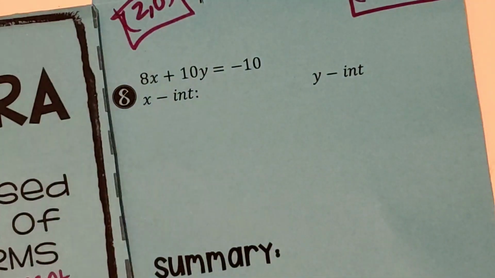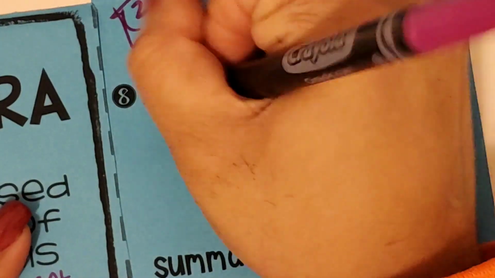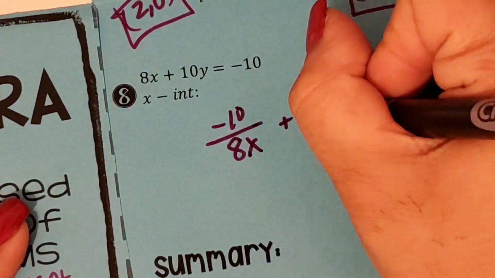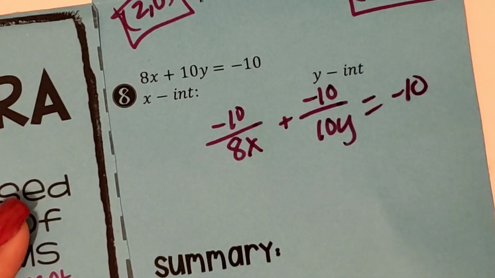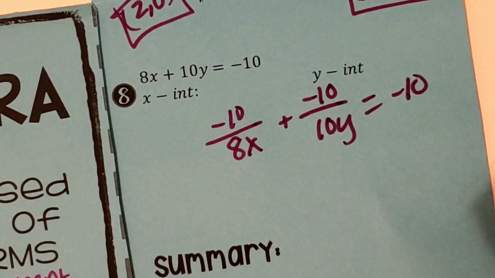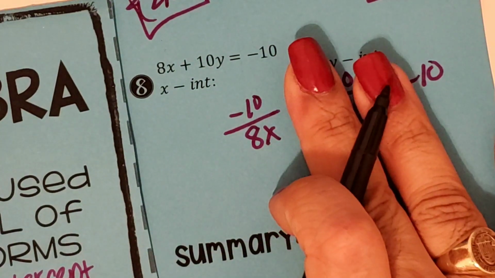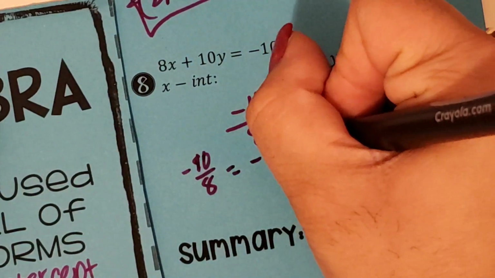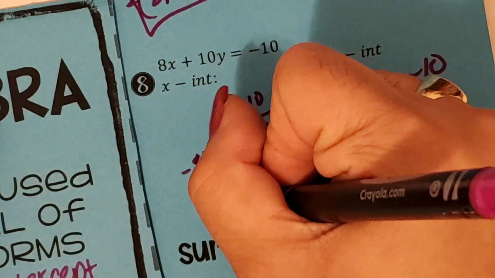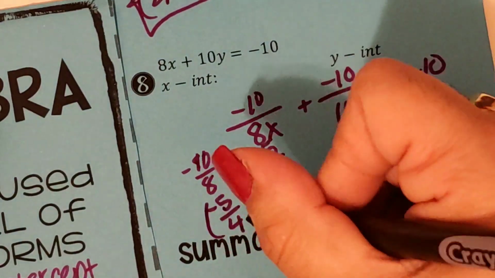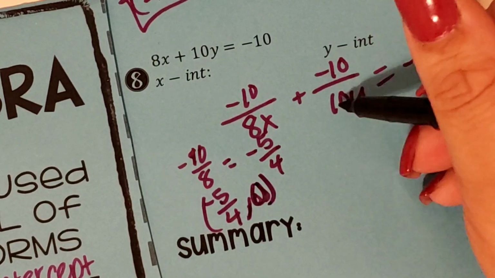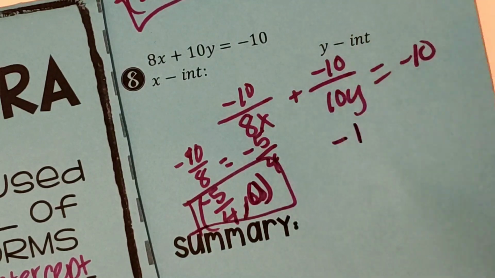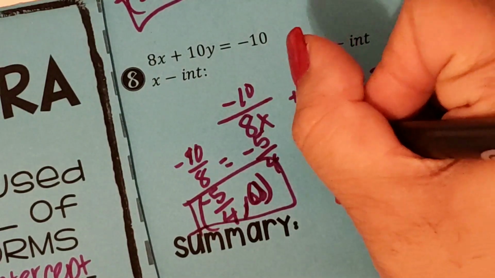We're going to do this last one. And we're just going to stack it on top. So you get -10 over the 8x plus -10 over the 10y. All you're going to do is simplify. It's okay if you get fractions. When I cover it up, I get -10 over 8. But that can simplify to -5/4. And that would be your answer. Same thing here, except we get a nice, pretty integer. And we're going to get -1 as our y-intercept. And we write it as our coordinate pair.